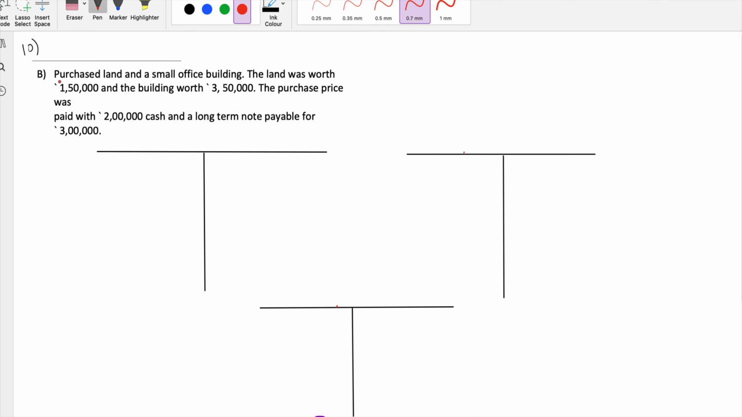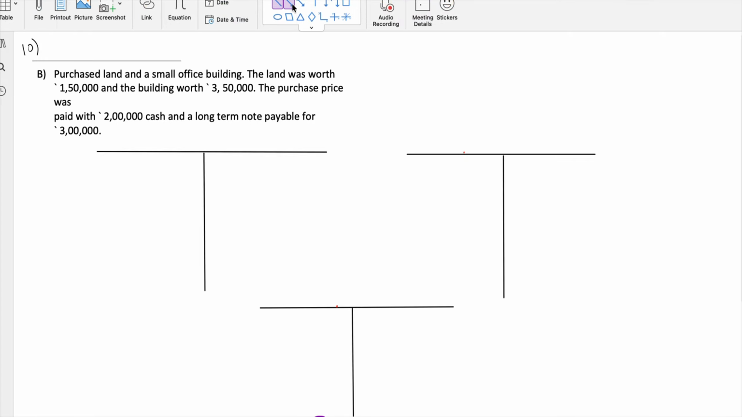Okay, next we will see B. Purchased land and a small office building. The land was worth 1,50,000 and the building worth 3,50,000. The purchase price was paid with 2 lakh cash and a long-term note payable for 3 lakh. Oh, so many things happening here. Here I think we'll have to add one more account.